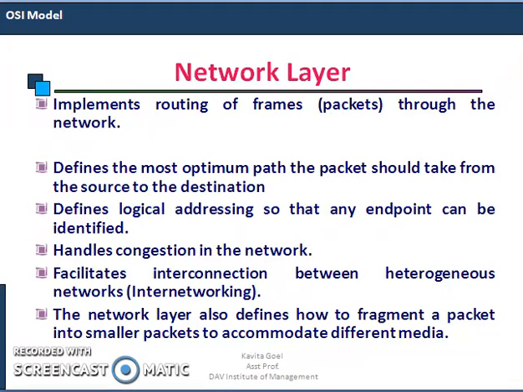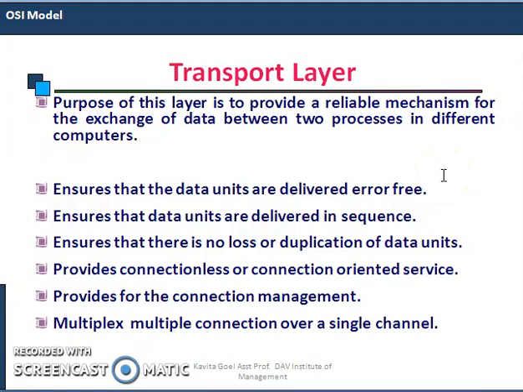Now, the next layer is the transport layer. Above the network layer, the fourth layer of the OSI model is the transport layer, a very important layer. The purpose of this layer is to provide a reliable mechanism for the exchange of data between two processes in different computers. It ensures that the data units are delivered error-free, that is, there are no errors. Second, it ensures that the data units are delivered in sequence. No packet, no data in between is lost. It ensures that there is no loss or duplication of data units.